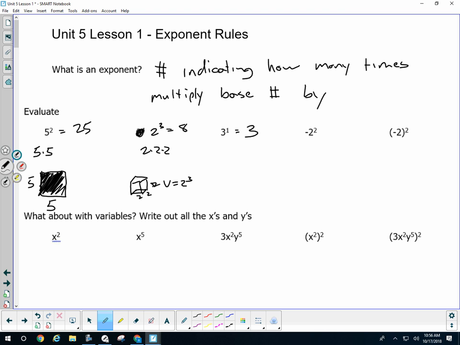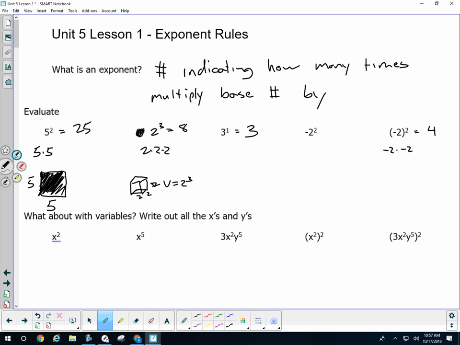Now, the next 2 are very important because I see many students, even seniors, mess up on -2 squared versus -2 in parentheses squared. Okay? The answer is different. The -2 squared in parentheses would be like -2 times -2. What's a negative times a negative? Positive. This is a positive 4.